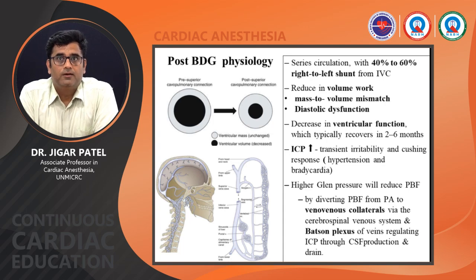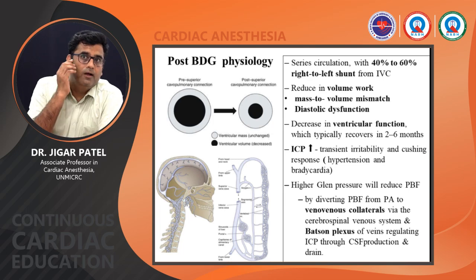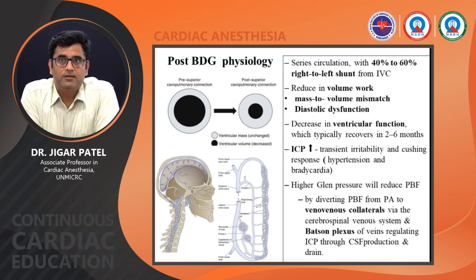But another thing in this patient is an increase in intracranial pressure due to increase in SVC pressure, and the patient will present with transient irritability and Cushing-like response. So there is reflex hypertension and bradycardia in this patient. If this high Glenn pressure is present for a prolonged time, it will lead to reduction in the pulmonary blood flow.